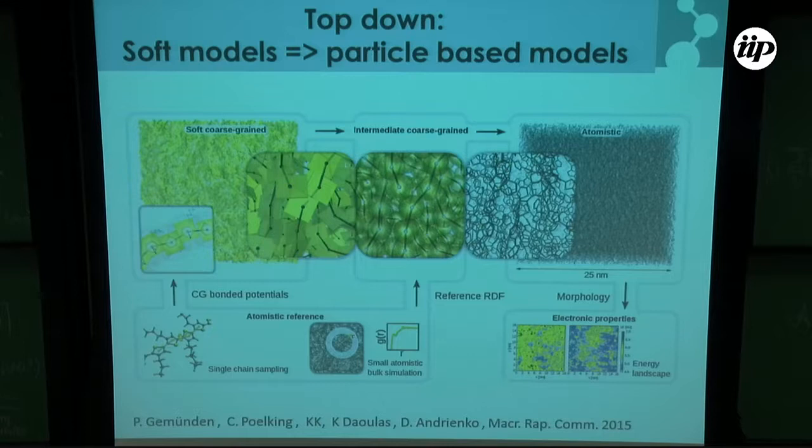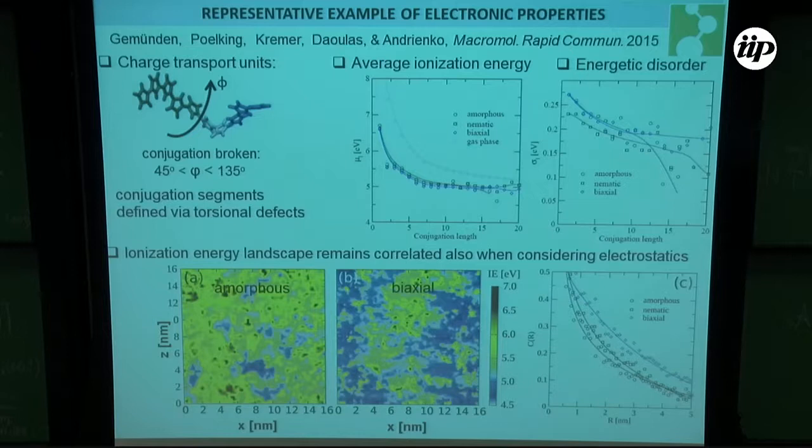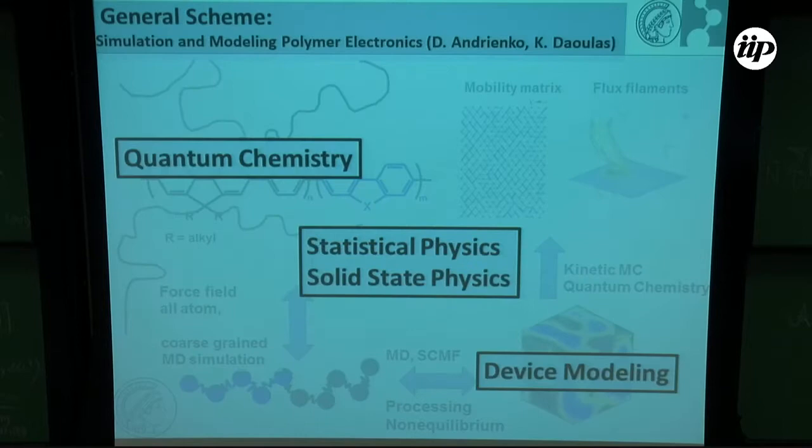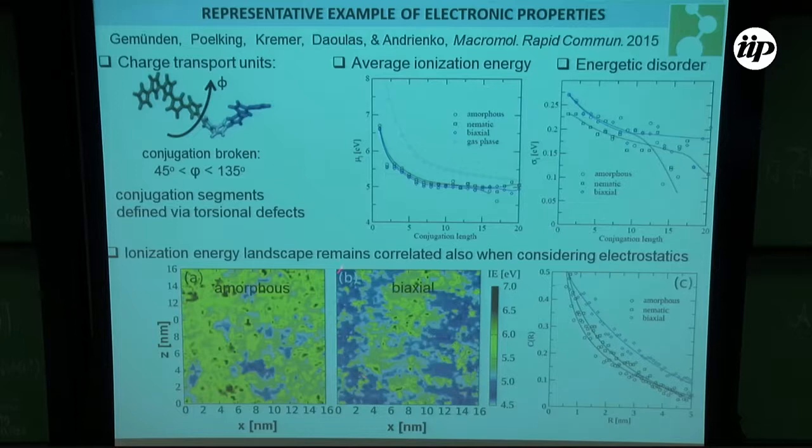And then look, for instance, at the electronic properties of the system, and that is what you see here as a plot. Let's just concentrate on this one, the ionization energy in the P3HT, which means the energy you need in order to get a charge in the first conduction band, and then it can travel in the system. And you see that in the amorphous phase, its distribution is very unfavorable compared to the biaxially ordered phase, where you have large areas of very low ionization energy, and that is something you can then use.